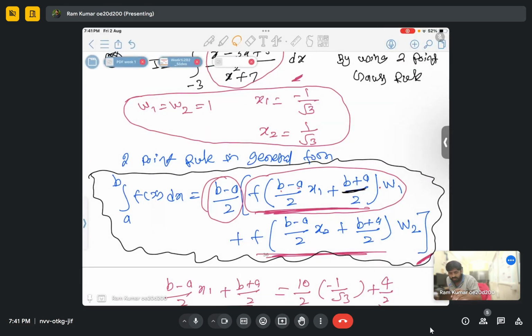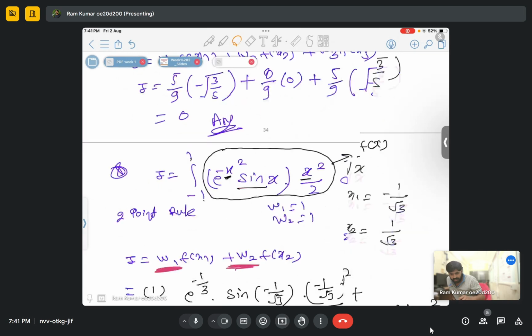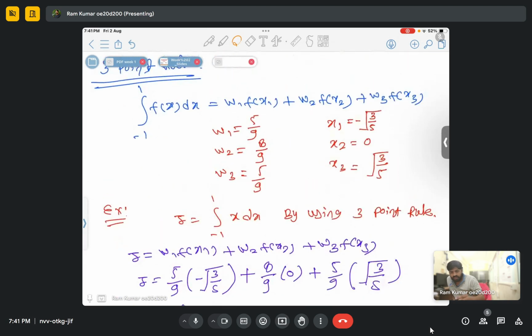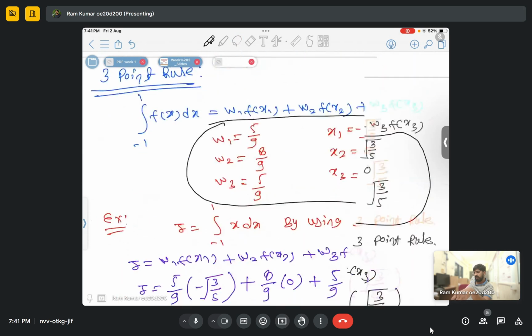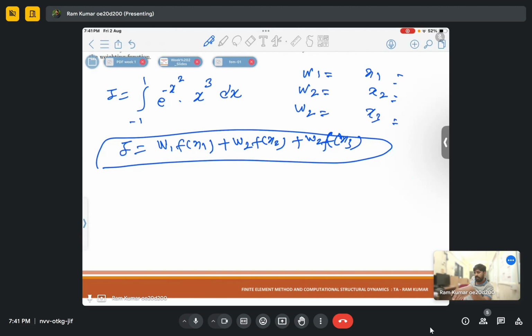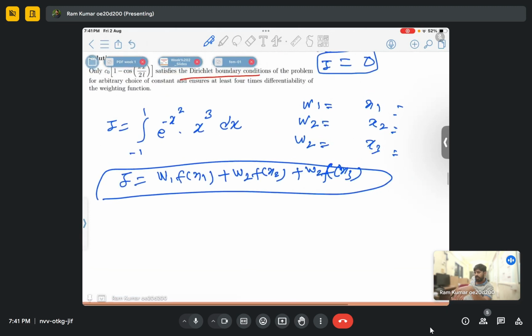And now by putting these values, we can get the result. We remembered W1, W2 here. So this is for the 3-point rule. These will be the values: W1 will be 5 by 9, x1 will be minus root of 3 by 5, W2 will be 8 by 9, x2 will be 0, W3 will be 5 by 9, x3 will be plus root of 3 by 5. So now by using this 3-point rule, you can solve this question. And I don't think you are going to get the same value as 0.